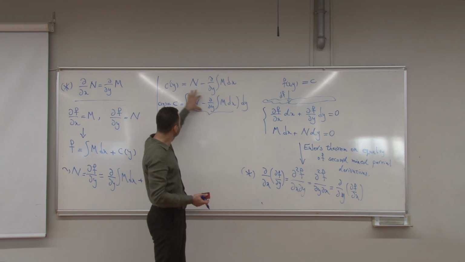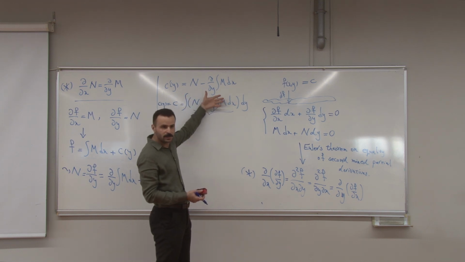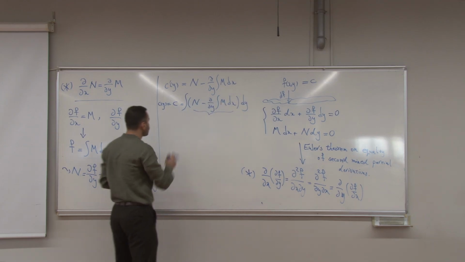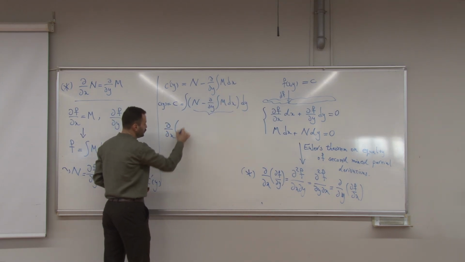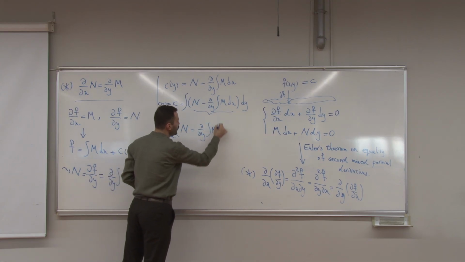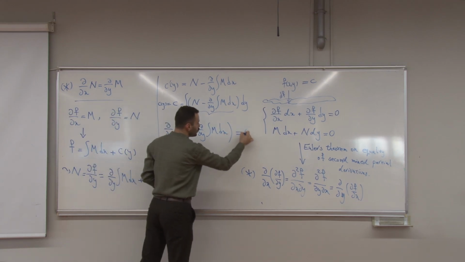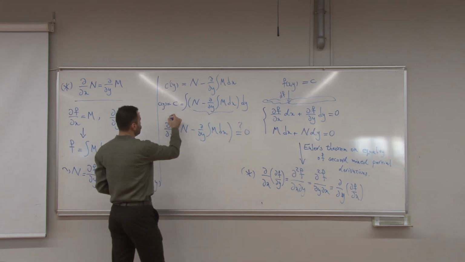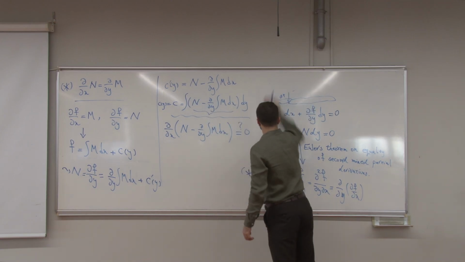If this is only a function of y, then its derivative with respect to x must be 0, right? Let's check it. Is the derivative of this expression, N minus ∂/∂y of the integral of M dx, equal to 0 or not? So our question becomes this. Let me also clear here. I need my space.